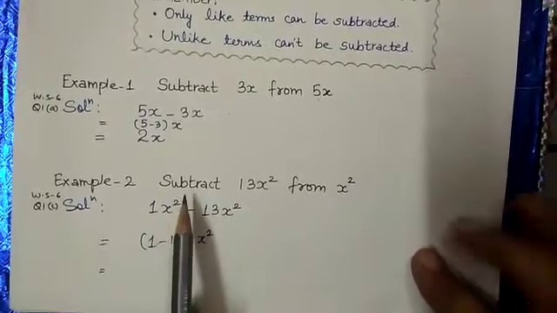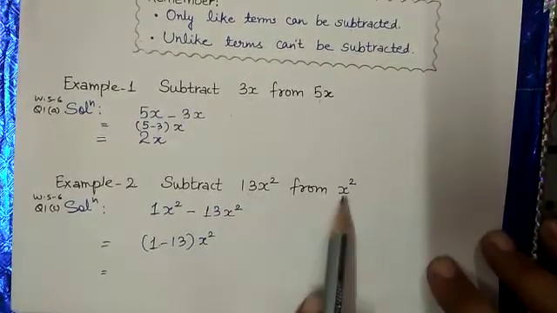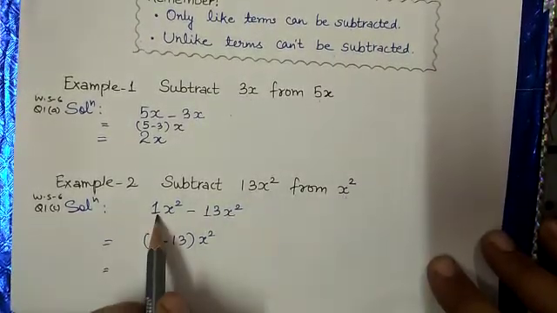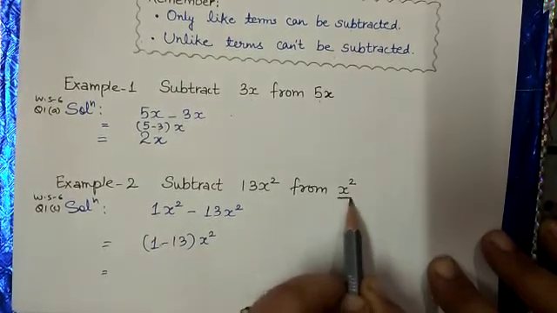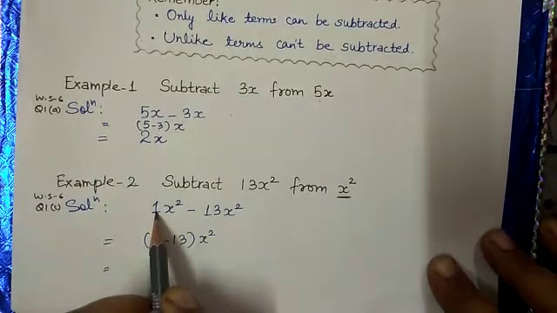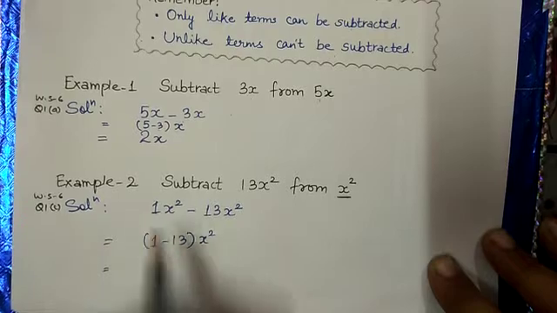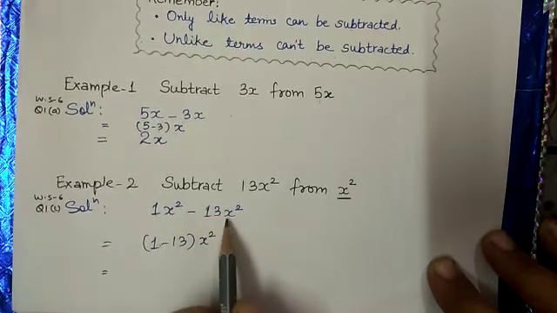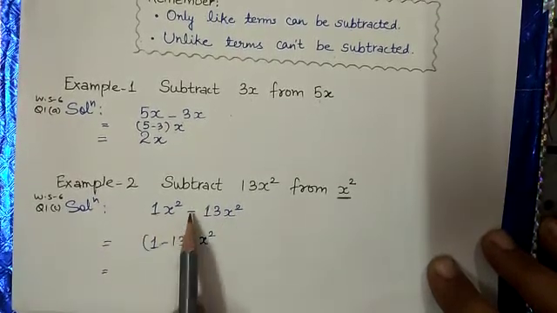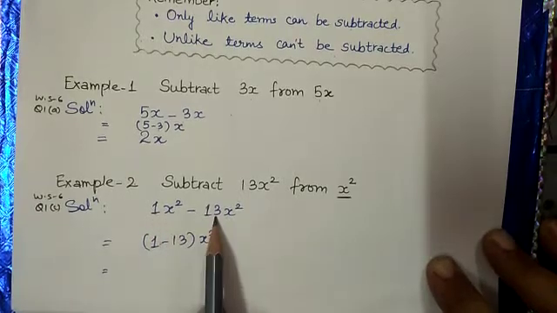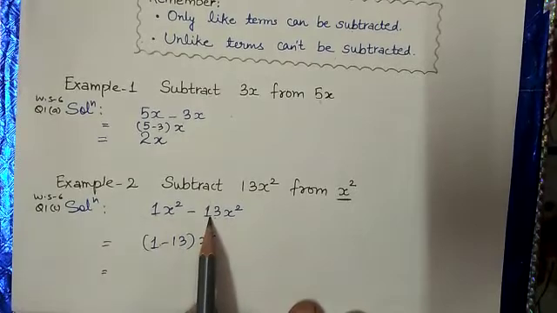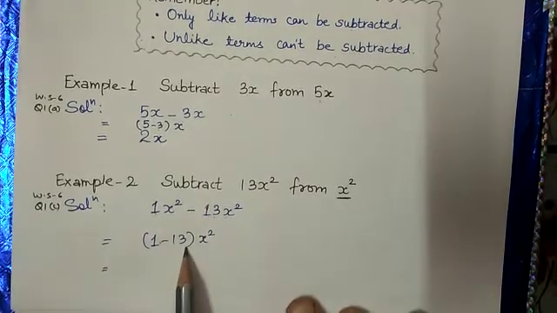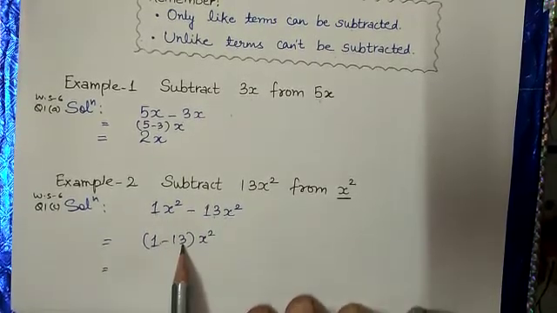Next, subtract 13x square from x square. x square means 1x square. We have to remember that whatever is written after from should be written first. Means we have to subtract from this expression: 1x square minus 13x square. Now 1 minus 13. Opposite signs are there. We have studied in integers, if opposite signs are given, we have to do the subtraction. 1 minus 13. What to do now?